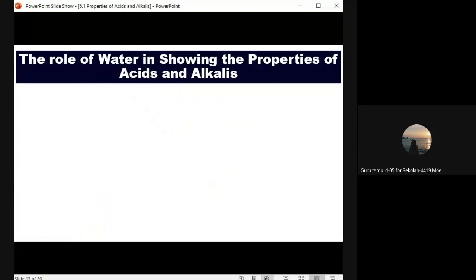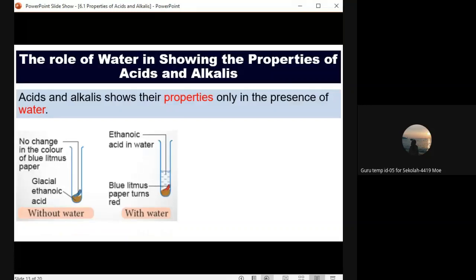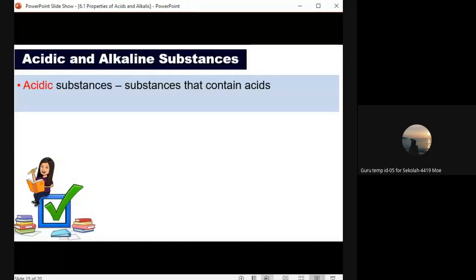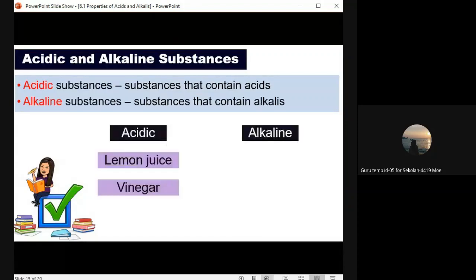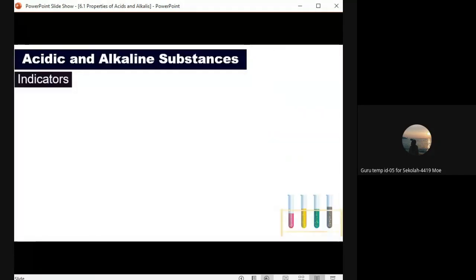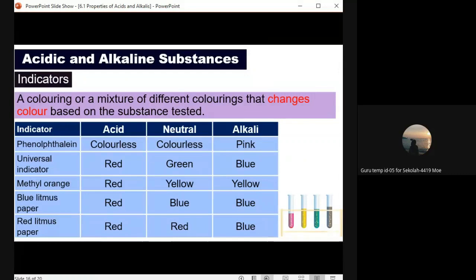Then the role of water in showing the properties of acids and alkalis. So untuk ada perubahan warna pada litmus paper tu, mesti ada water. Kalau tak ada water, dia tak akan tunjuk perubahan warna litmus paper. Right? And then also kamu tengok tadi contoh-contoh acidic dengan alkaline dalam kehidupan harian kamu. Dan juga beberapa contoh indikator. So kena ingatlah kelima-lima ni. Sekarang yang kamu ingat hanyalah blue litmus paper dengan red litmus paper. So kena tahu juga pasal yang lagi 3 tu.